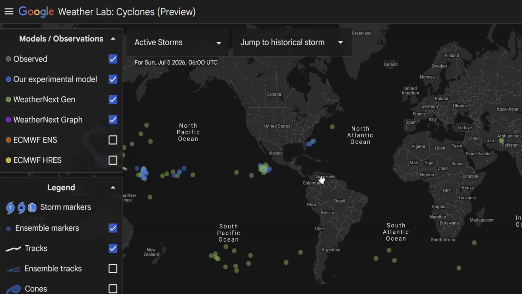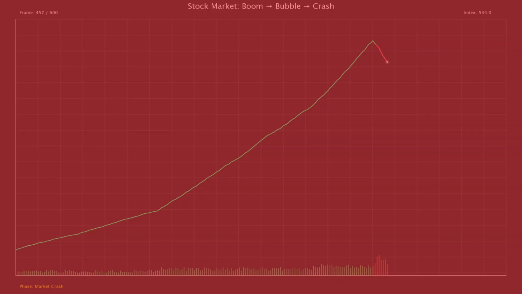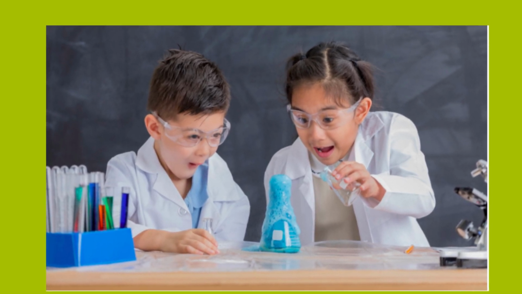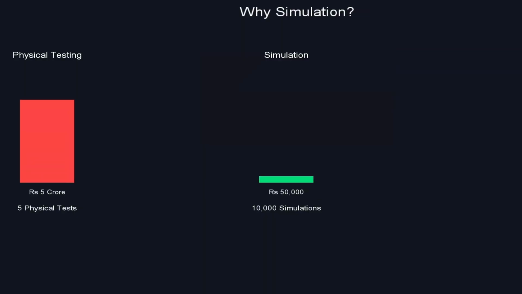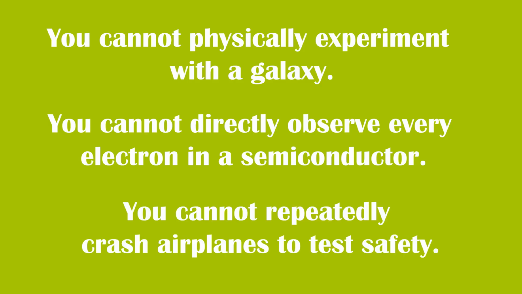Let's begin. We live inside a universe full of complex systems. Weather changes every second, chemical reactions happen invisibly, cells divide, stars collapse, markets rise and crash. Reality is messy. If we want to understand these systems, we usually do experiments. But experiments have problems. Sometimes they are expensive, sometimes they are dangerous, and sometimes they are impossible. You cannot physically experiment with a galaxy. You cannot directly observe every electron in a semiconductor. You cannot repeatedly crash airplanes to test safety. So humans needed another method, a way to experiment without touching reality.